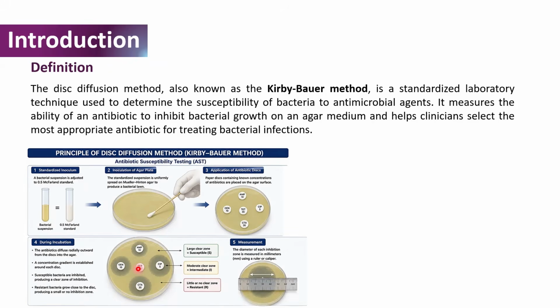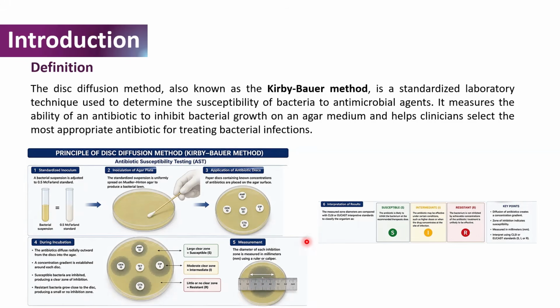Whilst resistant bacteria grow close to the disc, as shown over here, to produce a small or no zone of inhibition. And once this is done, the diameter of the zone of inhibition is measured in millimeters using either a ruler, a caliper or a zone reader and recorded. Then we interpret our result by comparing our measured diameter of the zone of inhibition with the CLSI or the EUCAST interpretive standard to classify the organisms as susceptible, intermediate, and resistant.